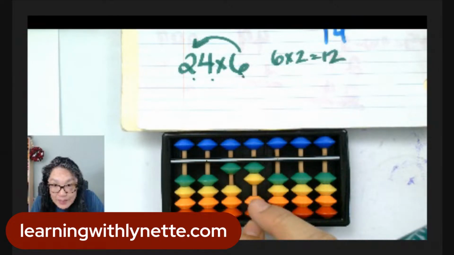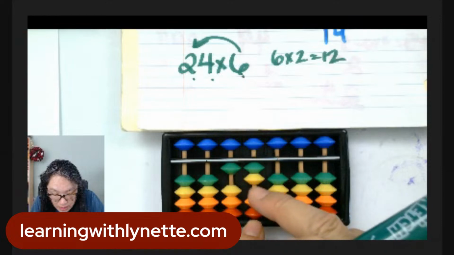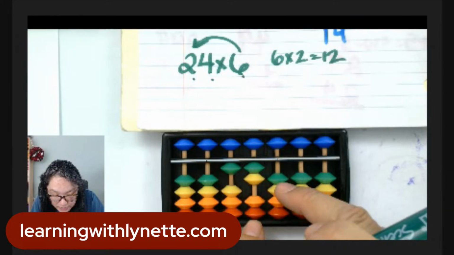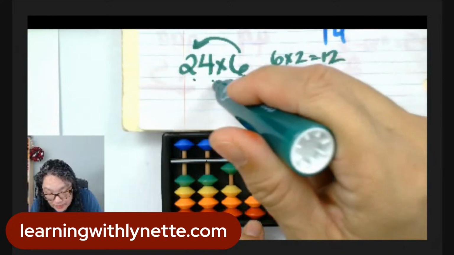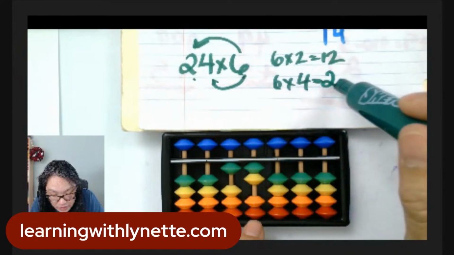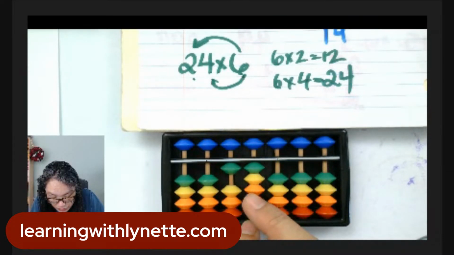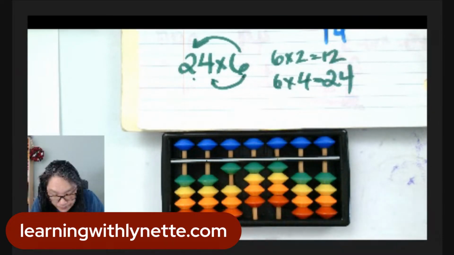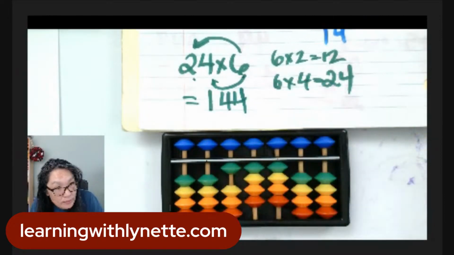Excuse me. The abacus tracks it for me. When I look, I don't need to say, oh, it's 120. I just know that it's 120 because my abacus does it. So my next one is 6 times 4. 6 times 4 is 24. Do I have enough? Yes, I do. I add my 2 and I add my 4. So my final answer is 144.